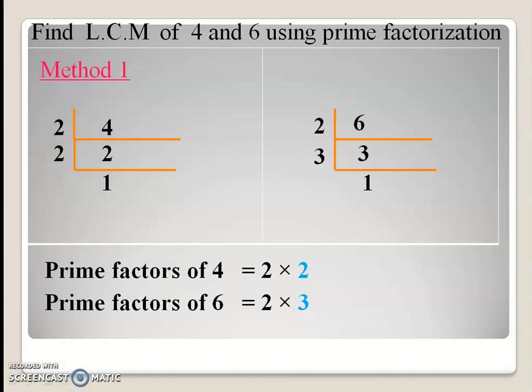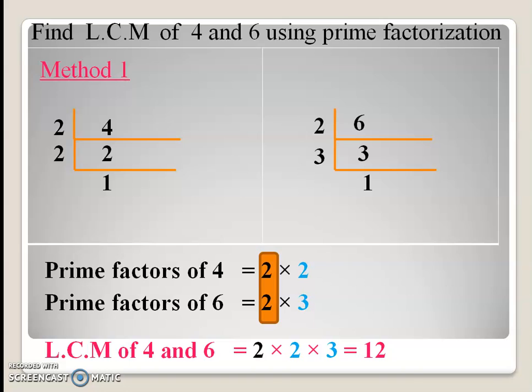After listing out the factors, now let's highlight the common factors first. Here you can see that 2 is common, which is on both sides, and the remaining 2 and 3 are not common. So while we find LCM, the highlighted or the common number, we will take it once. Here LCM of 4 and 6 is equal to 2 times 3, which equals 12.